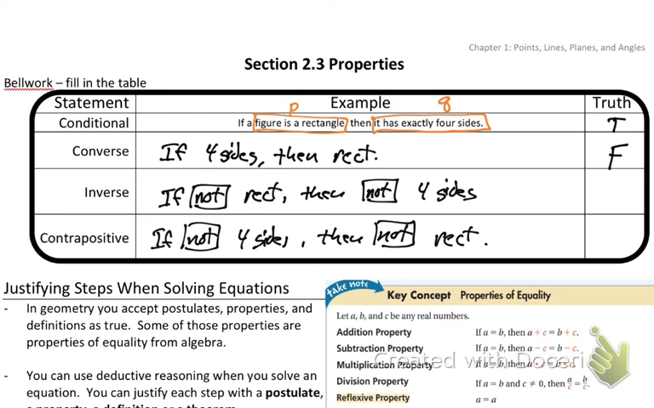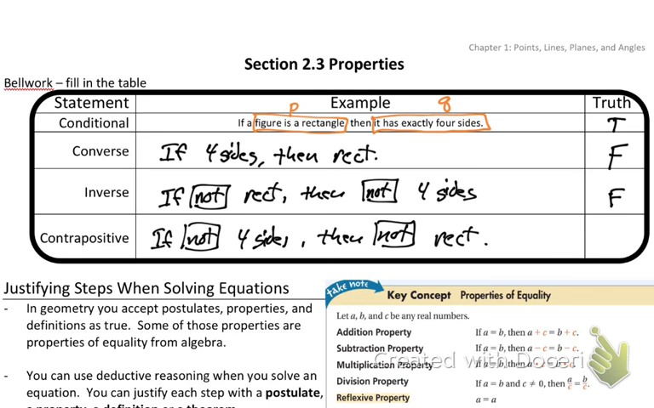Our next one says, if not a rectangle, then not 4 sides. So this is saying if it's not a rectangle, then it can't have 4 sides. True or false? If it's not a rectangle, then it cannot have 4 sides. Didn't we already say there's shapes that aren't rectangles that have 4 sides? Yeah, that's what it's saying. So if it's not a rectangle, then it does not have 4 sides would be false, because there's shapes that aren't rectangles but also have 4 sides. Our last one says if not 4 sides, so if it doesn't have 4 sides, then it can't be a rectangle.